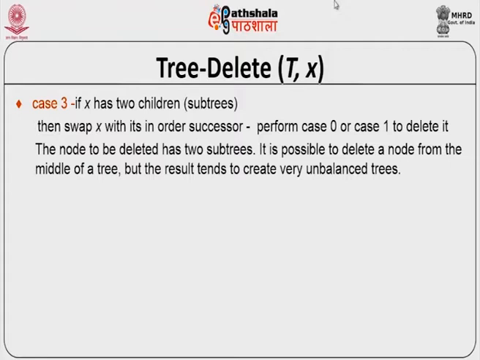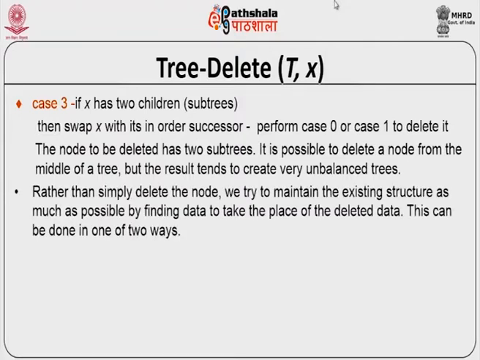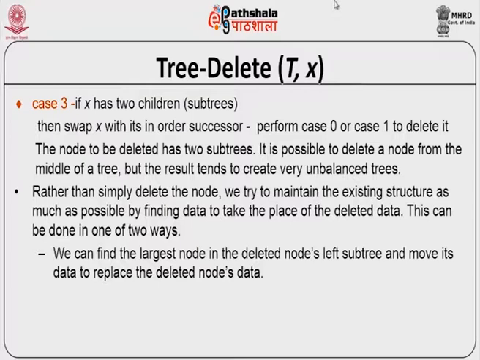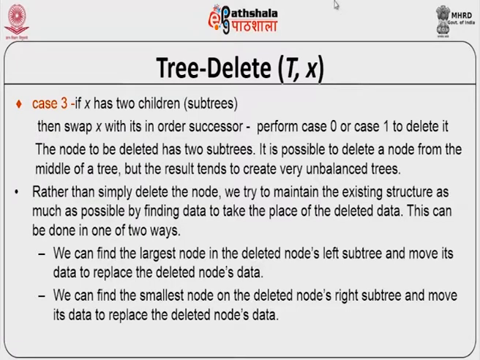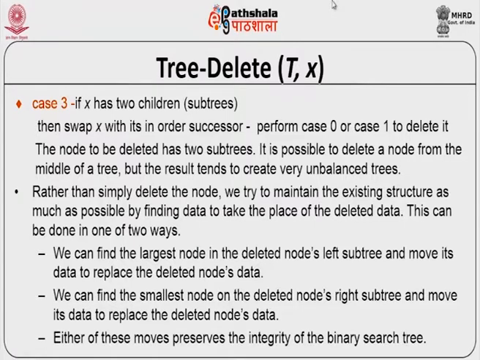So, you do the deletion there, and then you know the node to be deleted has 2 subtrees. It is possible to delete a node from that, but the result should leave the tree still in proper organization. So, instead of deleting the node, what you do is you maintain the property by replacing it with the in order successor. We can find the largest node in the deleted node's left subtree and move that to replace this, that is the in order predecessor, or you can find the smallest node in the right subtree and replace that, that is the in order successor. Okay. Either of these moves will still retain the property of the binary search tree.